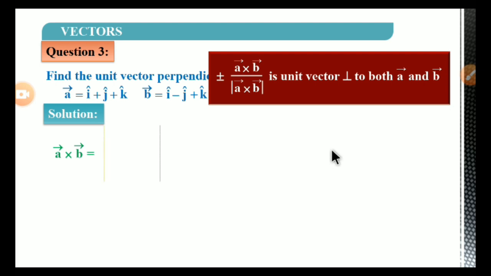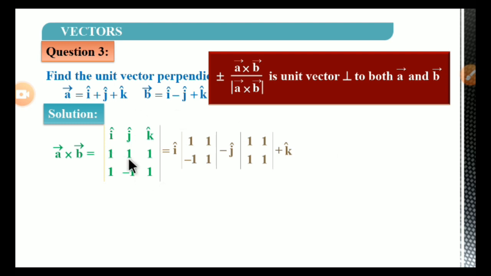That is equal to a determinant whose first row contains i, j, k. The second row contains 1, 1, 1. And the third row contains 1, minus 1, 1. Now after the simplification, i into the determinant 1, 1, minus 1, 1, minus j into the determinant 1, 1, 1, 1, plus k into the determinant 1, 1, 1, minus 1.